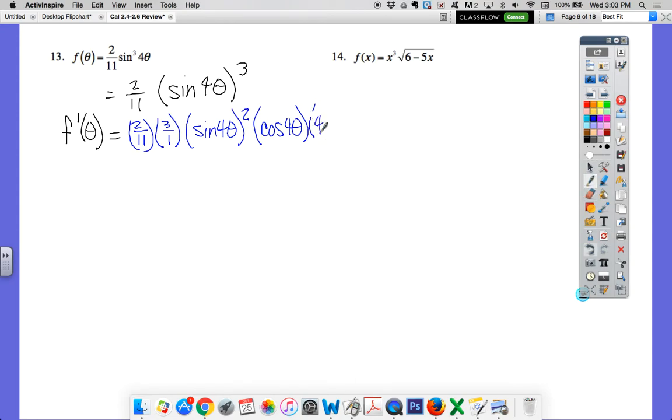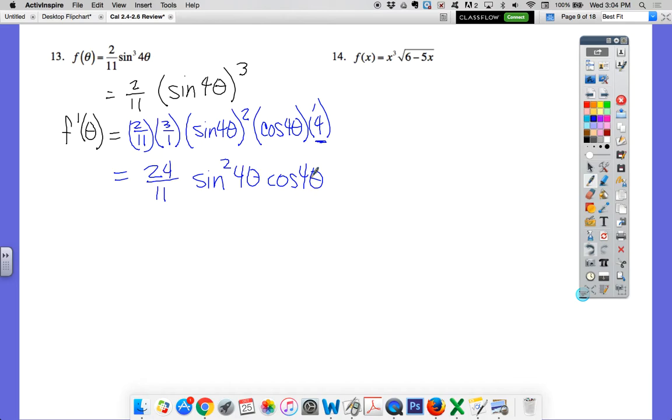Excuse me. Okay, so now, time to clean up. Well, when you clean up, you got your little fractions here, so that's going to be 6 over 11. But we do have this 4 here. So instead of just 6 over 11, that 4 is also over 1, just like the 3 was. So 6 times 4 is 24 over 11, is what we really have. And that is sine squared 4 theta cosine 4 theta.